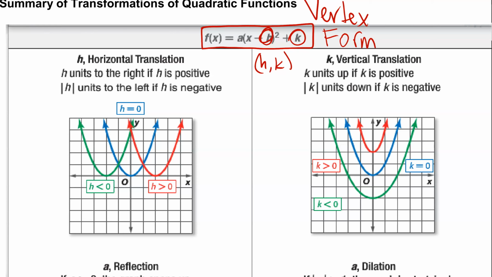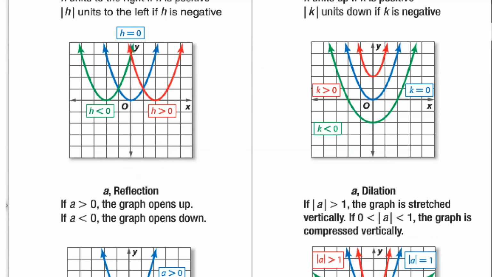K is your vertical. If you have a positive k, you're shifting it up. If you have a negative k, you're shifting it down. If you don't have anything that you're adding, guess what? It doesn't move up or down at all. So this is just a different way to talk about what we've been doing.